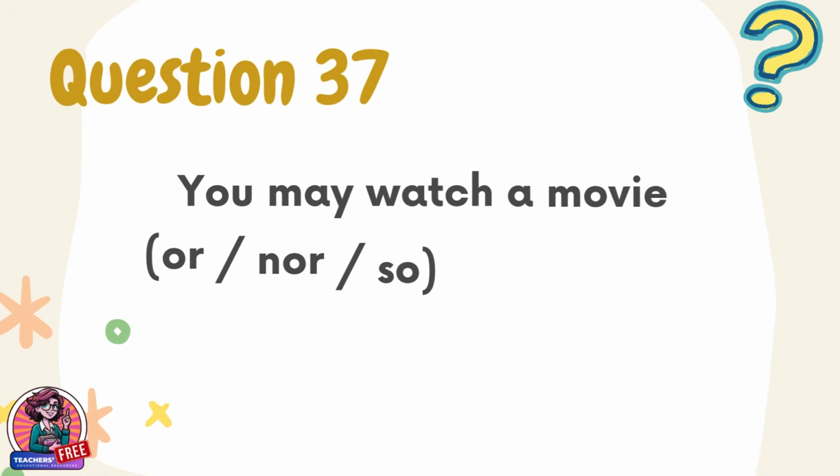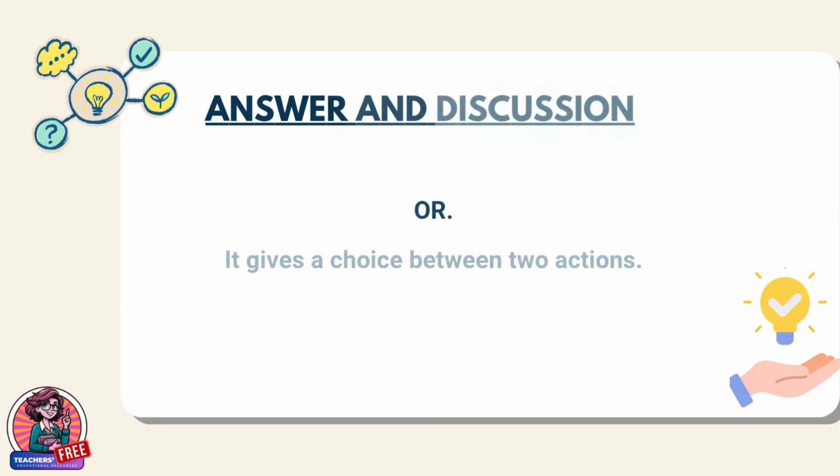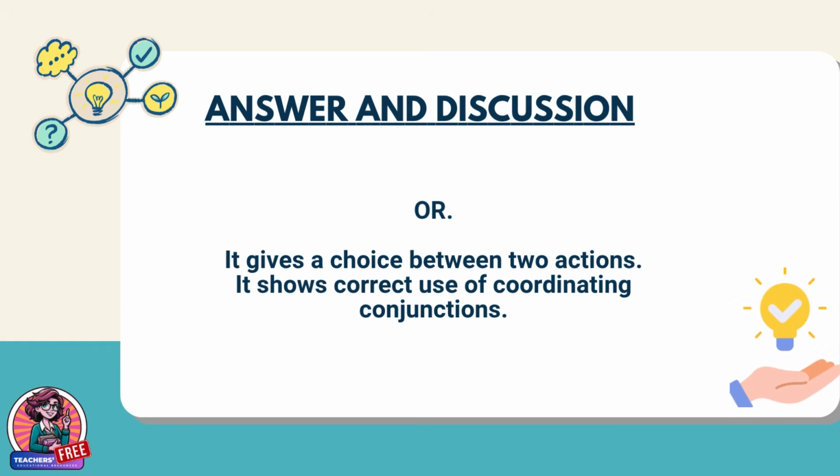Question 37. You may watch a movie or, nor, so read a book. Which is correct? Answer: or. It gives a choice between two actions. It shows correct use of coordinating conjunctions.